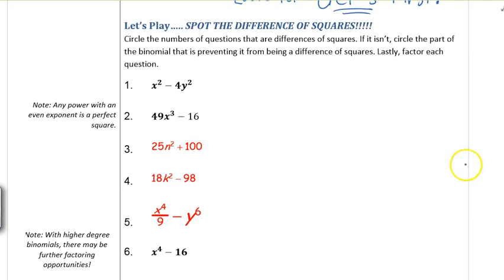All right, so we're going to play a game. It's called Spot the Differences of Squares. You have to first of all be able to identify whether or not you have a difference of squares. So I've got 6 questions here. I'm going to pause the video and I want you to put circles around just the numbers that are differences of squares. You need to look for perfect squares and subtractions. And if it is not a difference of squares, can you circle the little bit of the question that is making it not a difference of squares? Okay? Good luck.